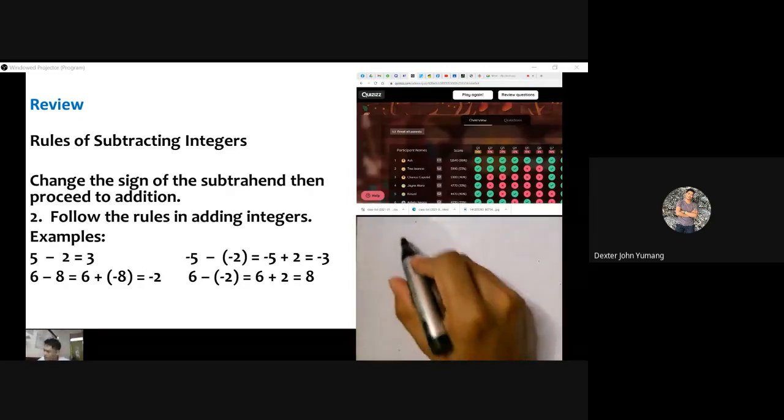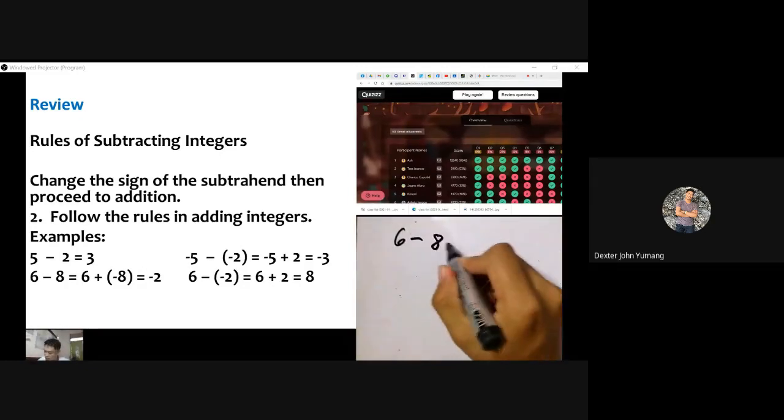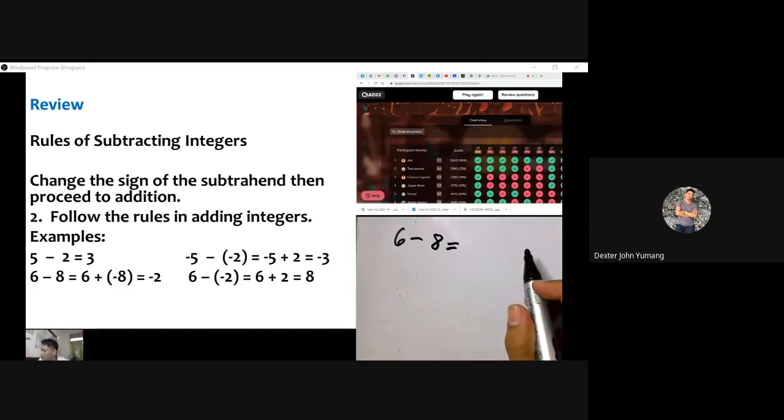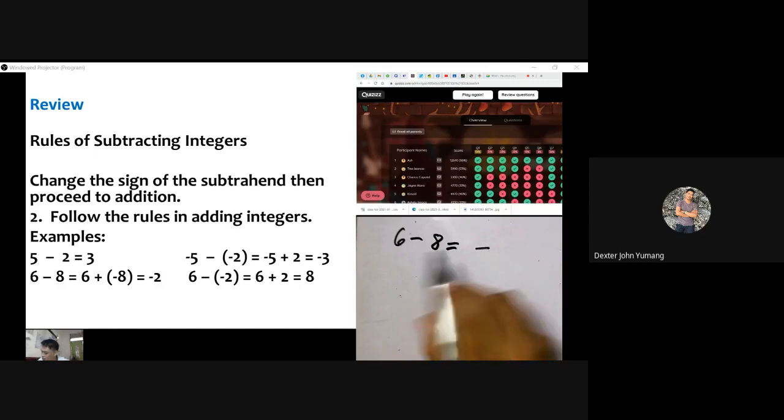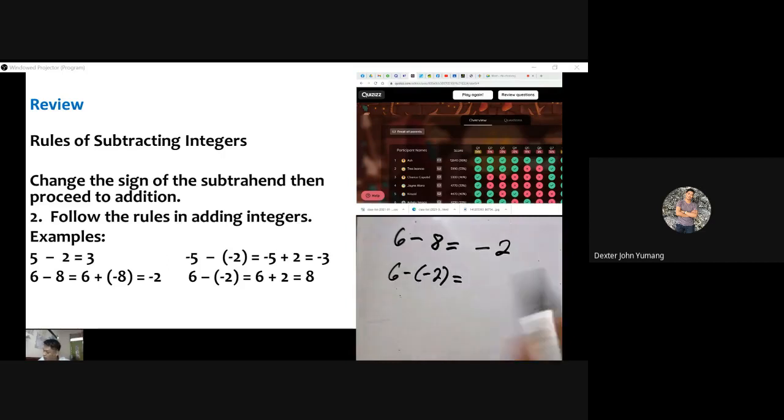Okay, 6 minus 8 naman tayo. So in this case, sino bang mas malaki? Of course, si 8. Ano bang sign ni 8? Negative. So 6 minus 8, that is negative 2. Next, 6 minus negative 2. Ito naman, negative times negative, magiging positive. So 6 plus 2 now will become 8. And that is how easy it is. Okay, that is subtracting integers.